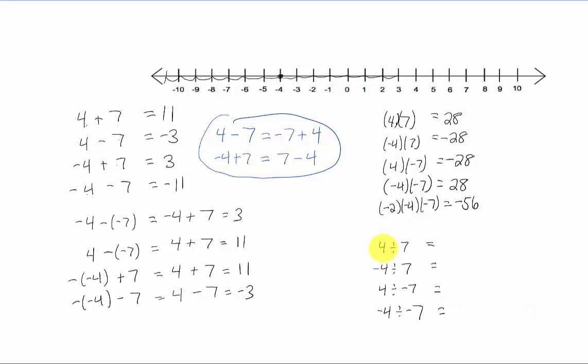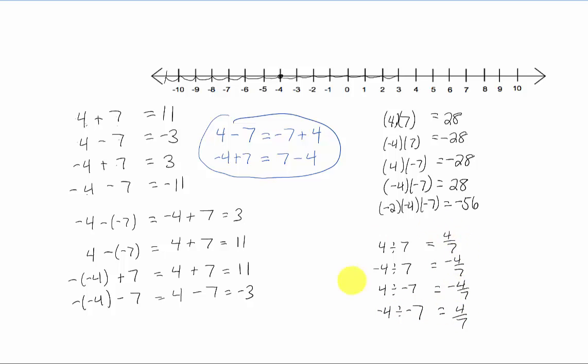Now the same pattern is true of division. I'll write this out the long way. 4 divided by 7, we usually just write as 4 sevenths. Negative 4 divided by 7 is negative 4 sevenths. 4 divided by negative 7, again, is negative 4 sevenths. And negative 4 divided by negative 7 is positive 4 sevenths. Same pattern there. If you're dividing and there's one negative number, your answer will turn out to be negative. If you're dividing and there are 2 negative numbers, your answer will turn out to be positive, and so on.